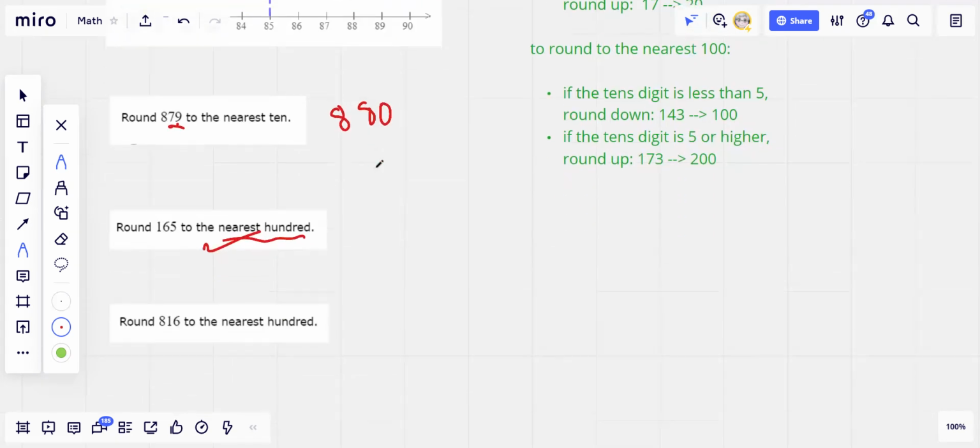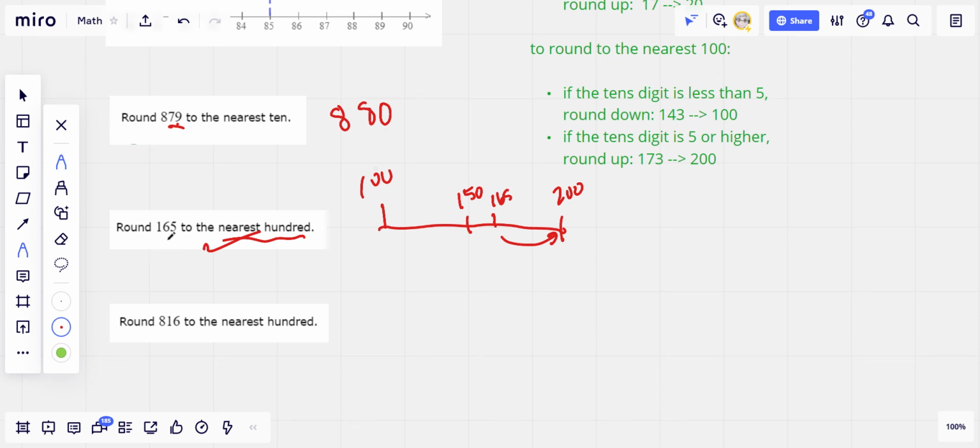Okay, let's do some hundreds. This one says round 165 to the nearest 100. You could do this in a couple of ways. You could think to yourself, if I did this on a number line, 165 is between 100 and 200. Which one is it closest to? Right in the middle would be 150, and 165 is somewhere in here, so it's closer to 200.